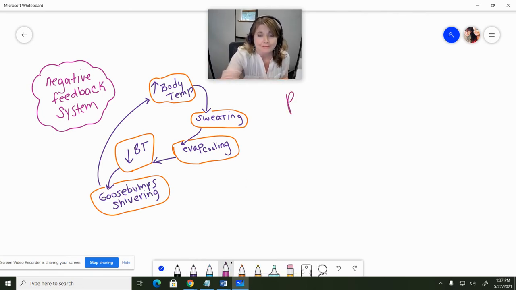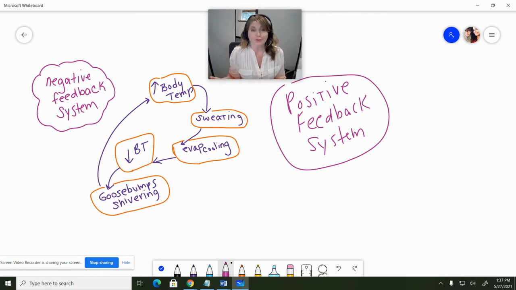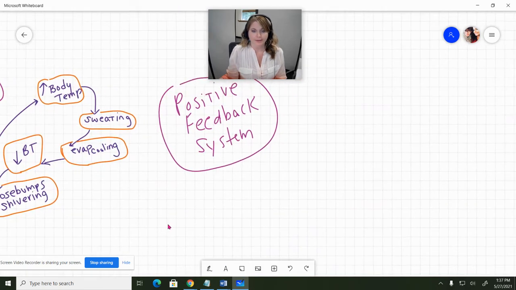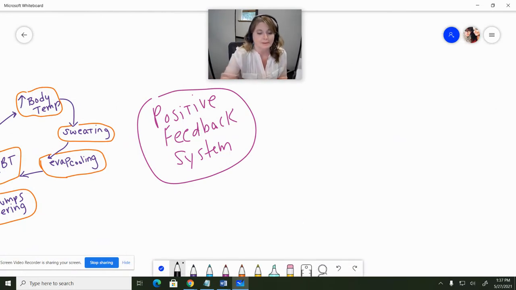Our positive feedback system is only resolved by removing the stimulus. So you can't resolve this by removing the stimulus. Essentially, the only way you can remove the stimulus is to just keep increasing and increasing the initial stimulus to be able to finally get it to go away. So, like I said, I'm going to use a different example. I'm going to use childbirth because that's a good example.